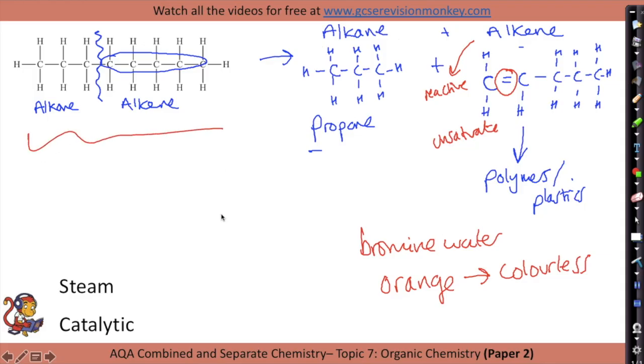Now this cracking process can happen under a number of conditions. It can happen as steam cracking or catalytic cracking. In steam cracking, the long chains are mixed with steam and heated. And with catalytic cracking, they are heated over a catalyst.